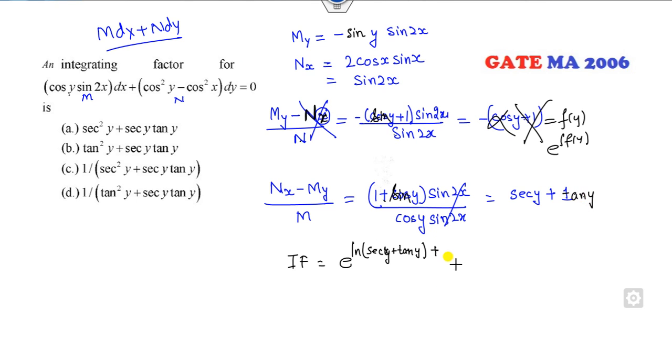So what is the integration of tan y? It's written in the form of secant y. So what is the answer of this? Secant y plus tan y. Log m plus log n is log mn. So what is the right answer of this? If you open them, secant square y plus secant x. So A is my right answer of this problem.